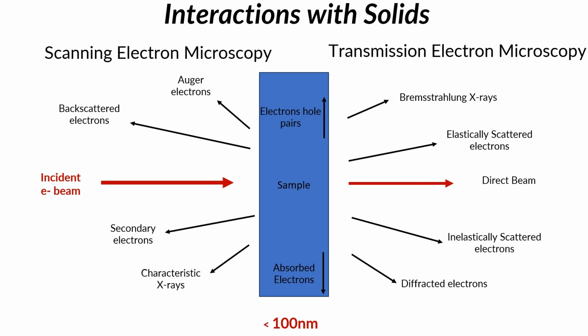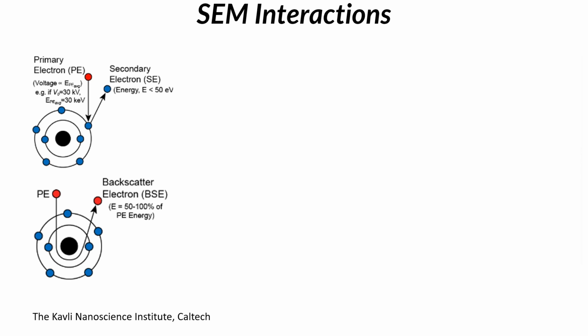In SEM, the two main interactions we care about are scattering. It's either going to be where the electron's backscattered, which is an elastic scattering, or the primary electron ejects a secondary electron. Note that the secondary electron will have drastically less energy.